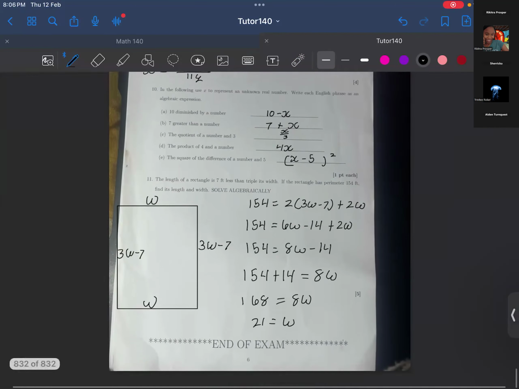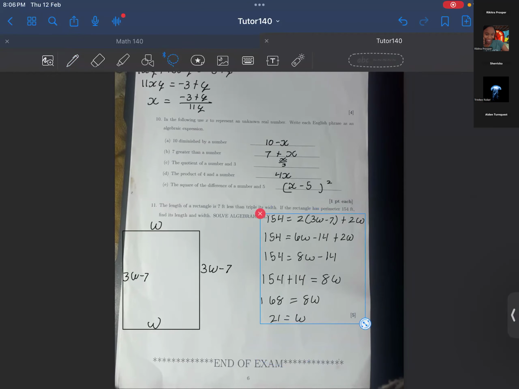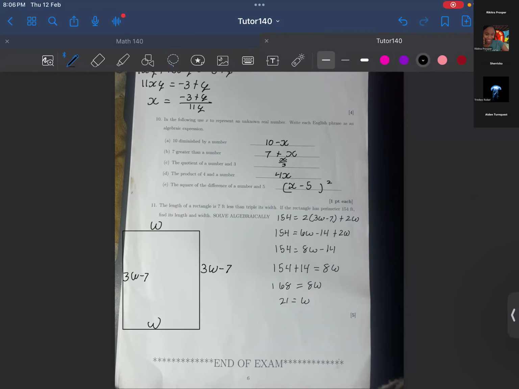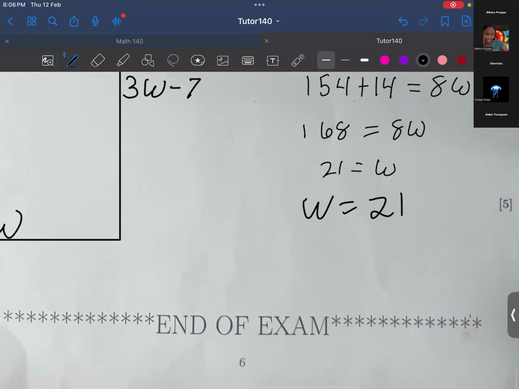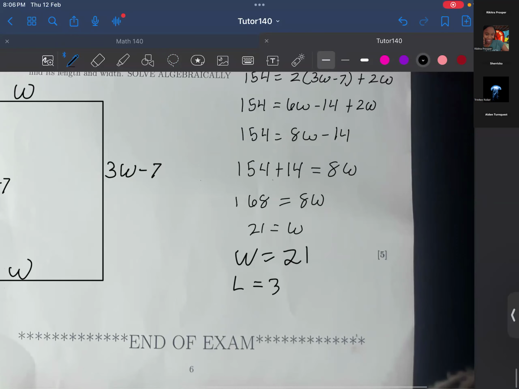So your width is 21. But don't stop here, because you only found the width. You need to find the length. Your width is 21. Remember, your length is 7 less than 3 times your width. So length is 3 times 21 minus 7, which is 63 minus 7. So 63 minus 7 is 56.